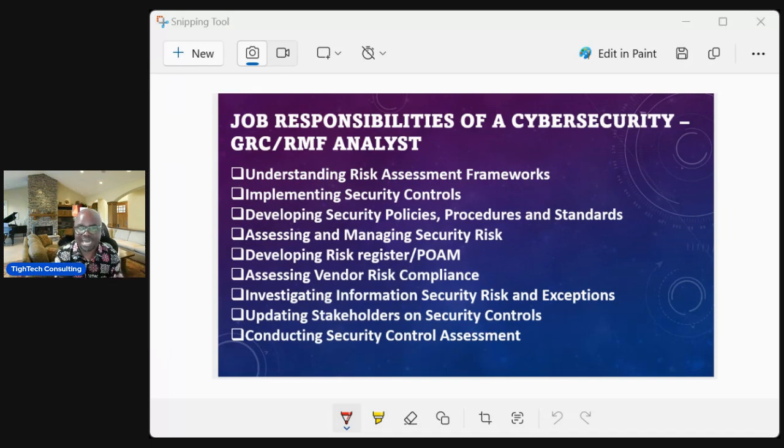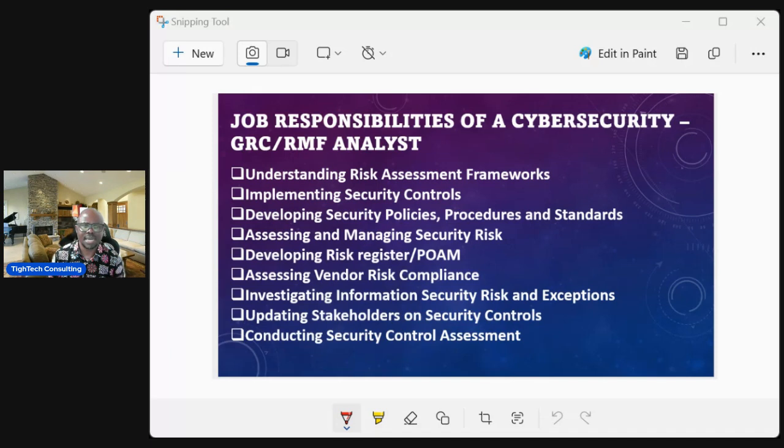Now, if you're hired as a security engineer and you are conducting either a vulnerability scan or a penetration test, that is also implementation of control. So you need to understand what implementation of control means because it's part of your job responsibility when it comes to the GRC part of cybersecurity.